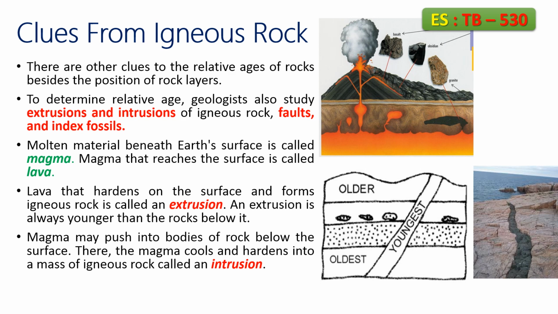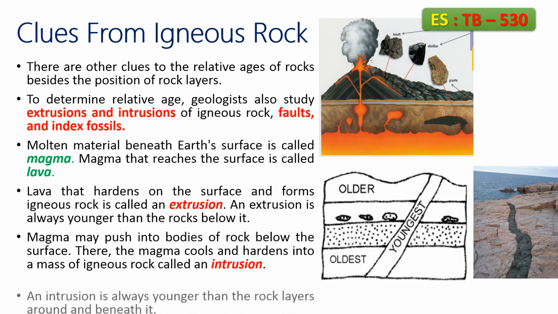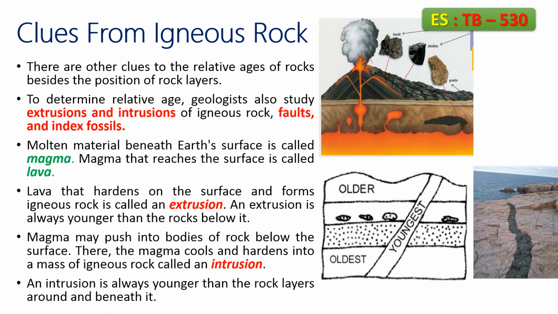Magma may push into bodies of rock below the surface. The magma cools and hardens into a mass of igneous rock called an intrusion. Look at the diagram. An intrusion is always younger than the rock layers around and beneath it.